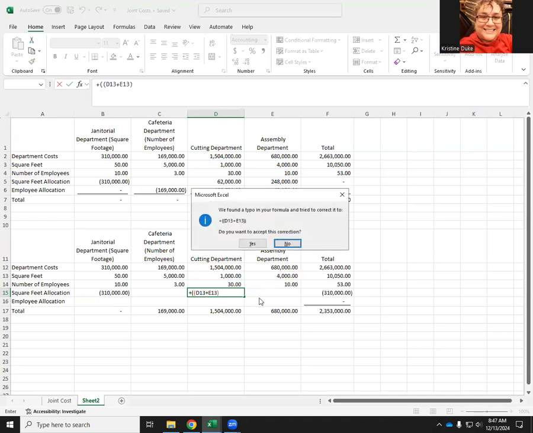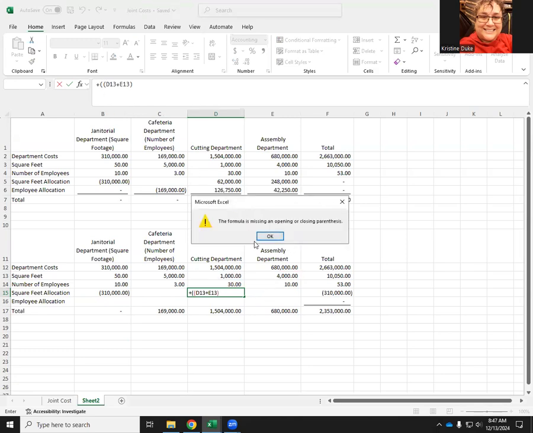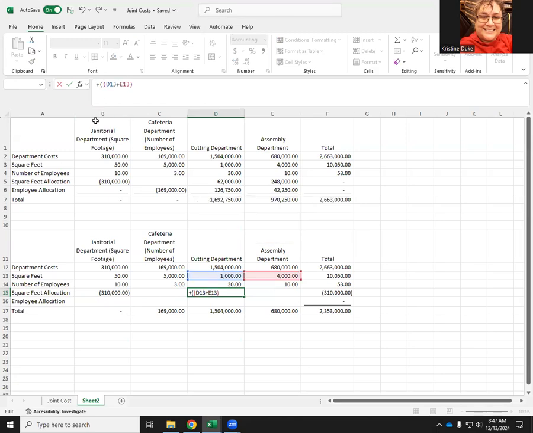Oh, shoot. Oh, no. Let me do it where I want to do it. I know I'm missing a component. You have to talk to your computer and tell it to stop. Okay, that's what I want.